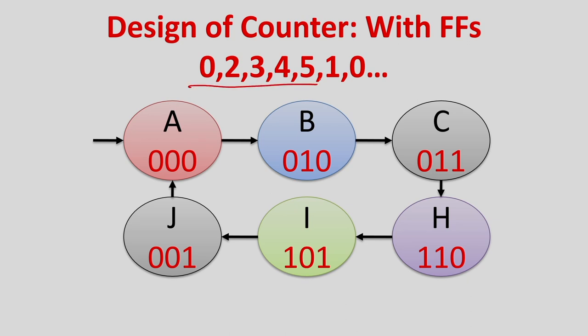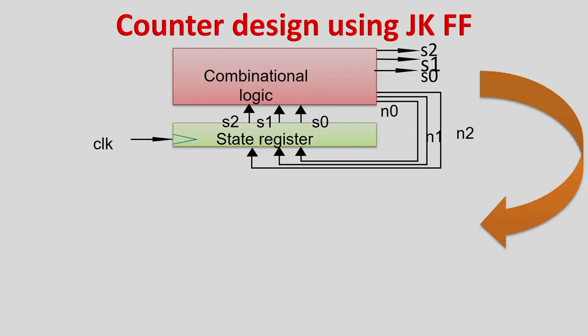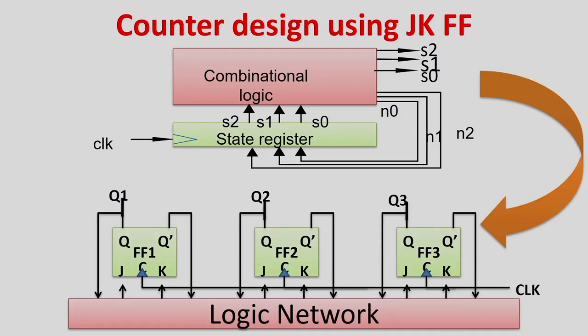So, 0, 2, 3, 4, 5 and this sequence repeats, and this is the state diagram. Clearly in this case, there are 6 states. How many states? We have 6 states, and this thing repeats. And if you want to design a combinational circuit, suppose you want to design using JK flip flop. For JK flip flop, we require 6 inputs, because each JK flip flop actually has 2 inputs. So, we require 6 inputs.